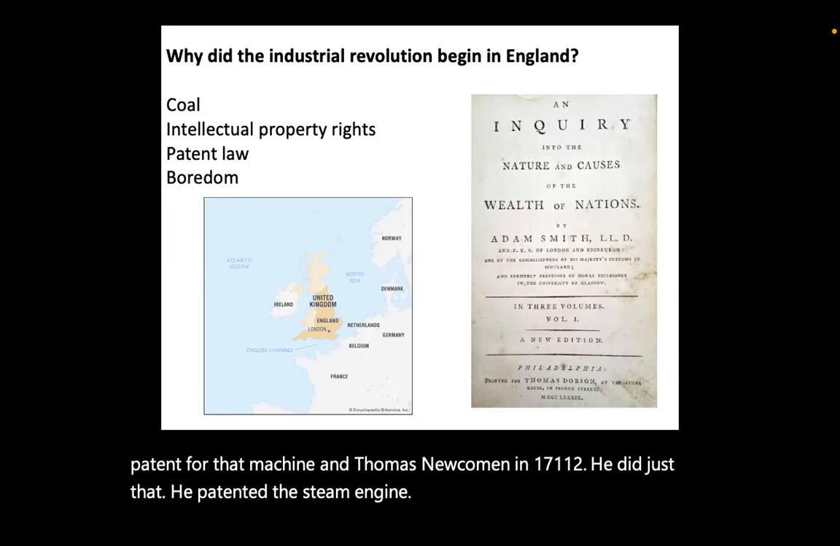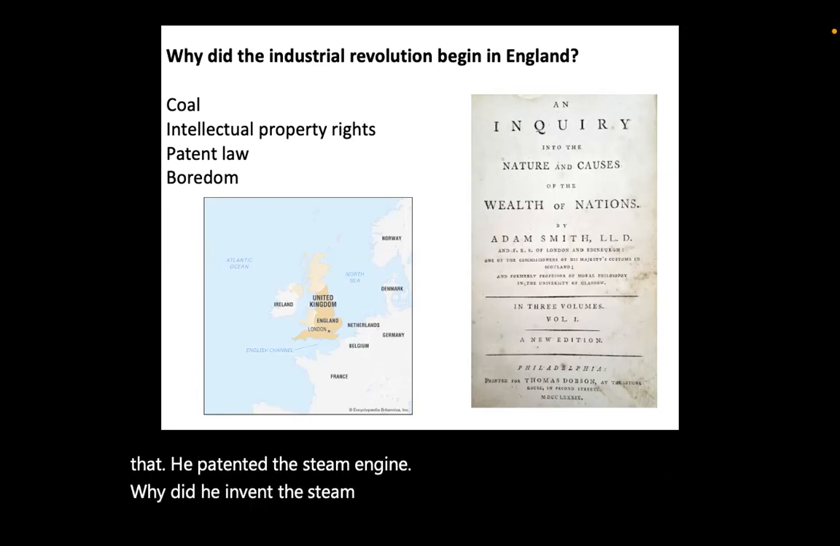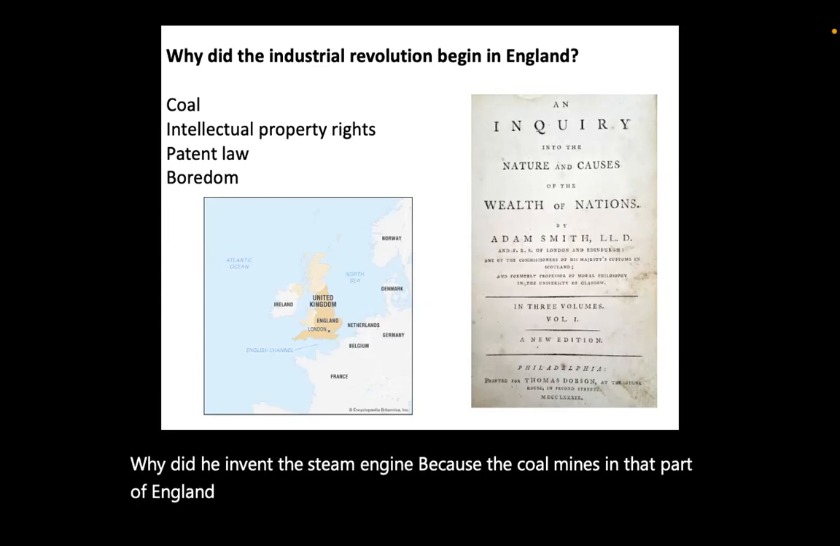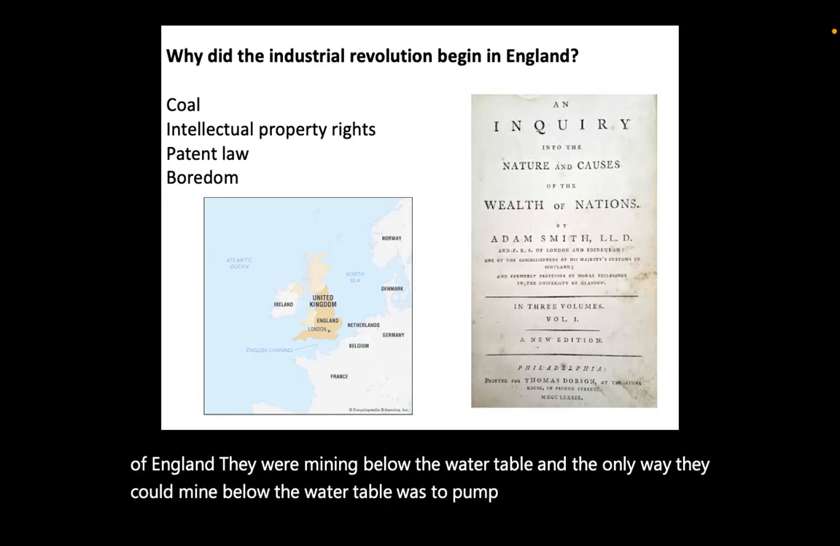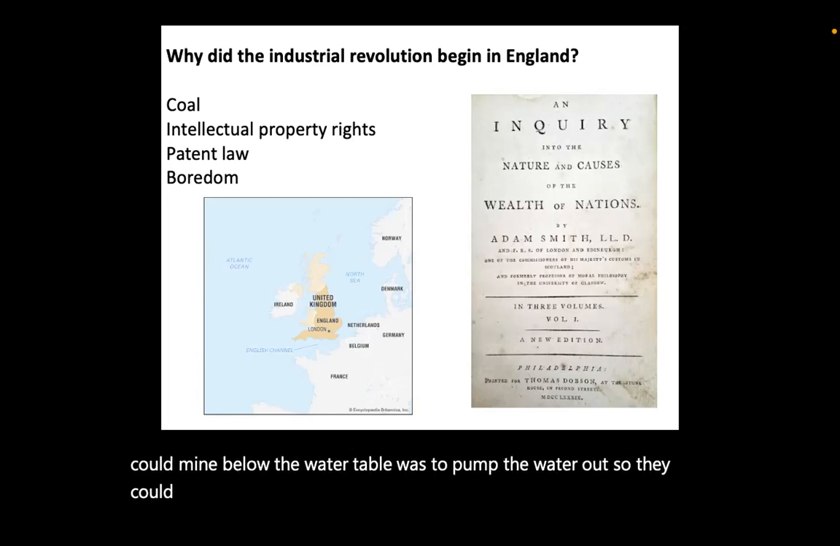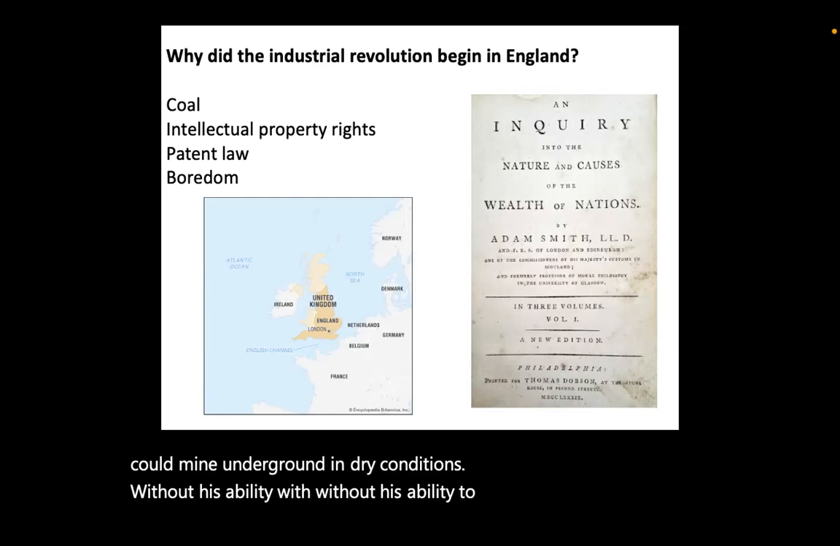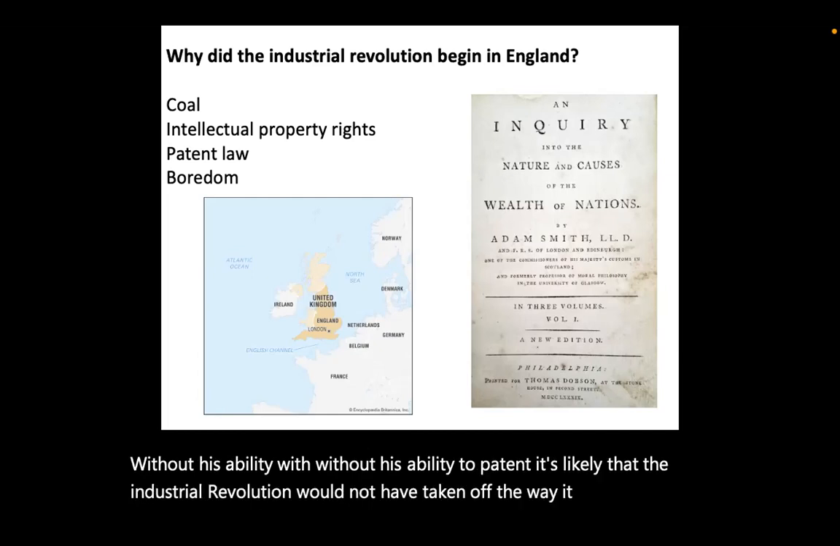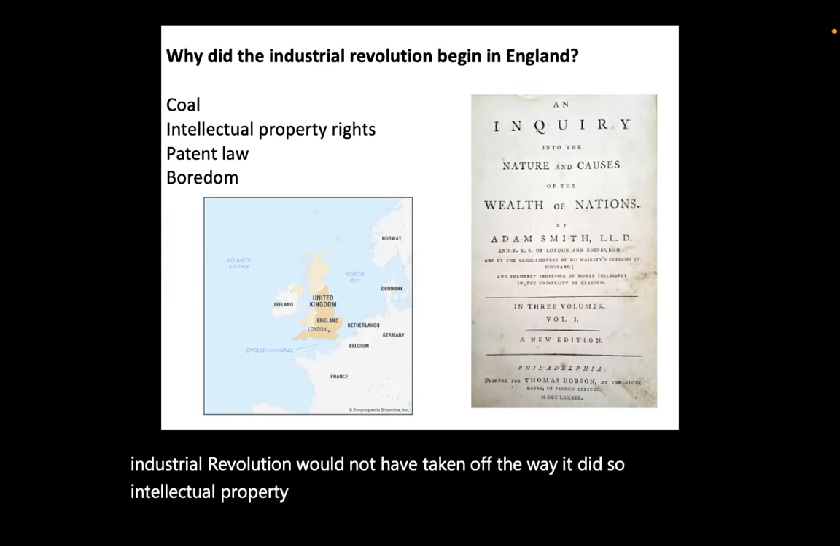Now, why did he invent the steam engine? Because the coal mines in that part of England, they were mining below the water table. And the only way they could mine below the water table was to pump the water out so they could mine underground in dry conditions. Without his ability to patent, it's likely that the Industrial Revolution would not have taken off the way it did. So intellectual property rights and patent law were important.